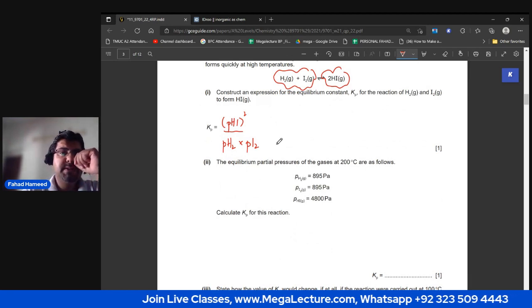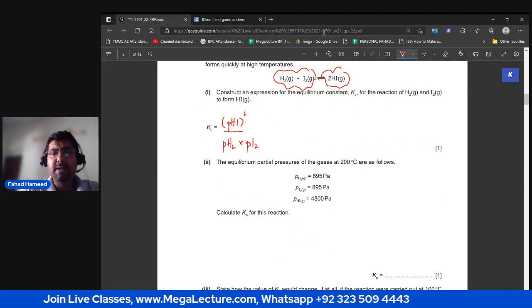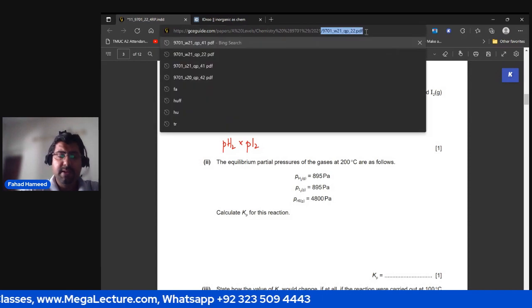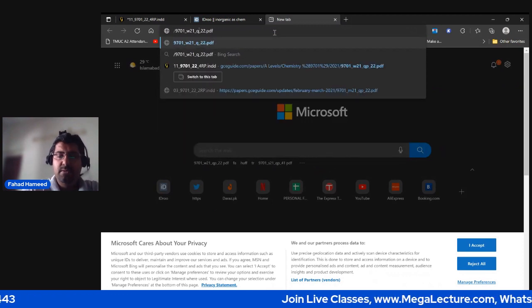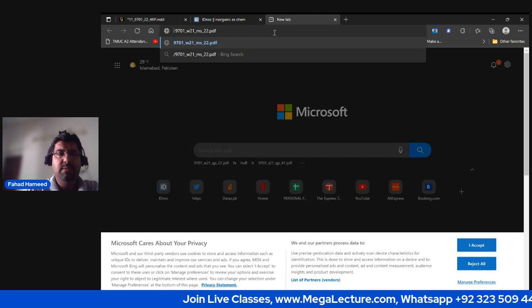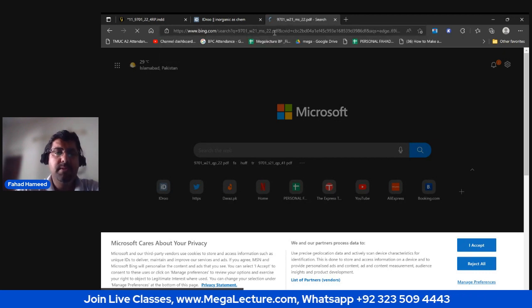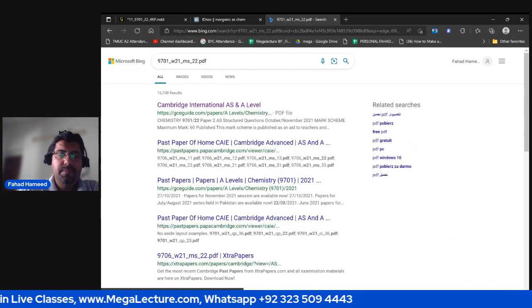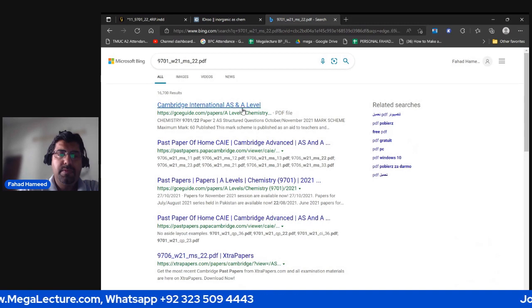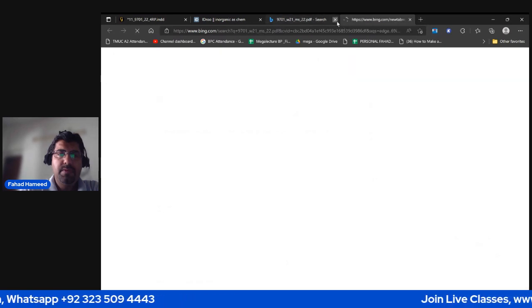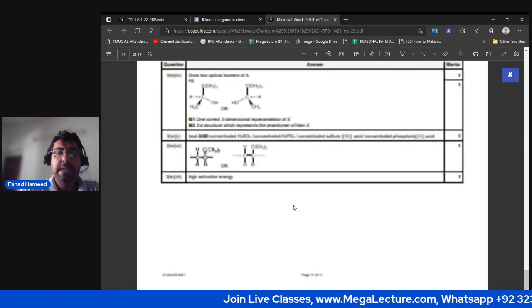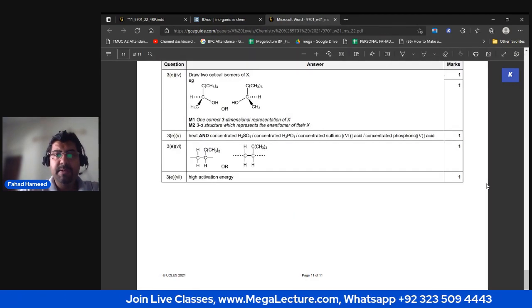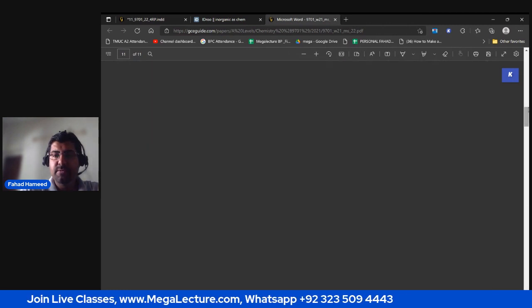The equilibrium partial pressure. I need to open the marking scheme as well, especially to check the calculation. So, Abdullah, make sure you have one open. Ah, okay, we can do that. So here's the MS for the same paper as well. W21 MS 22.